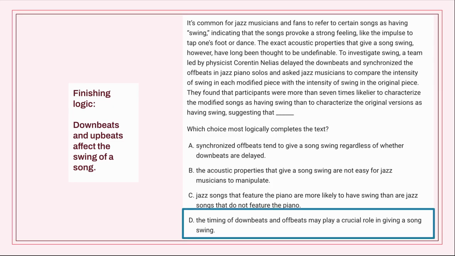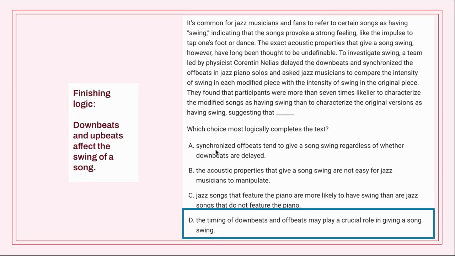So I think D does pretty much exactly what we said. The timing of downbeats and offbeats may play a crucial role in giving a song swing. If you were able to understand it a little bit, when we say delaying, we're just saying the downbeats come a little later than they did originally. And I'm not totally sure what synchronizing offbeats means, but we're changing when the downbeats come in and when the offbeats happen. So that's what we mean by the timing, but you don't need to understand that. Downbeats and offbeats play a crucial or important role in the swing of a song. So let's see why the other choices are a little off.